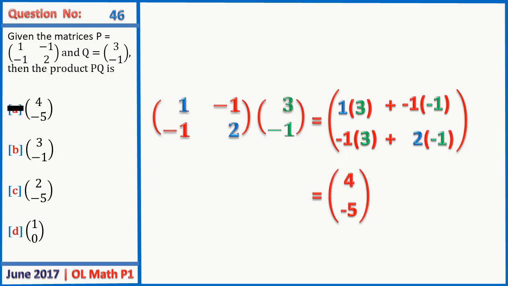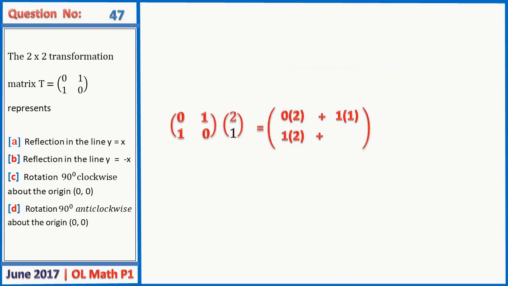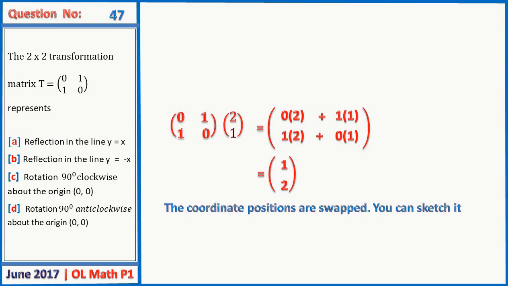Question number 47. The 2 by 2 matrix transformation T equals 0, 1, 1, 0 represents. This is a reflection on the line y equals x as you have done in class, it is standard. So how do we check? You just take any point of your choice, if it's 2, 1, and multiply this matrix by these points. It gives us these values, and you find out that it has swapped the position of the coordinates. So 2, 1 has become 1, 2. That is only done by reflection in the line y is equal to x. So the answer is A.